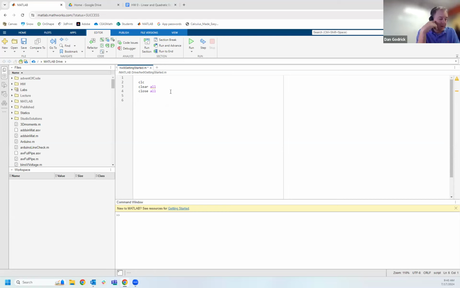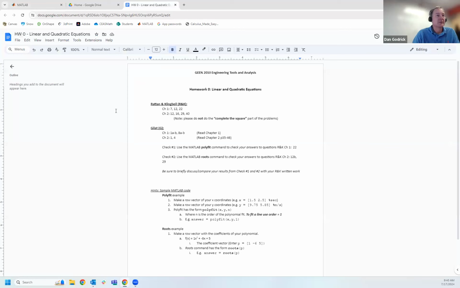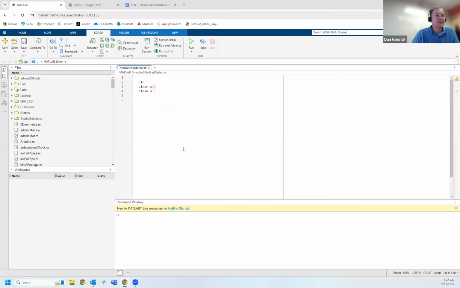All right, so now on our homework, let's see, what does it say? It says do problem 1A and B. Well, I'm going to do problem 2. So what we want to do in MATLAB is always tell people what we're doing. So chapter 1, I'll do problem 2A.